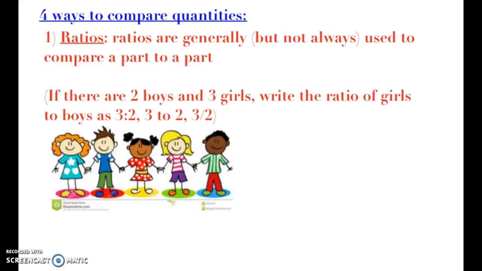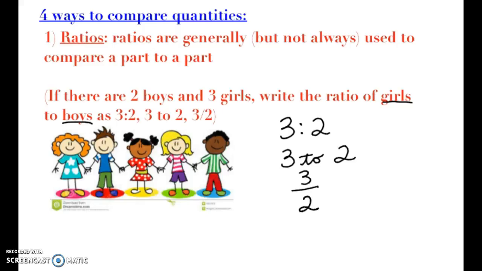In general, we use ratios when we compare a part to a part. So for example, in this picture below, if there are 2 boys and 3 girls, we write the ratio of girls to boys as 3 to 2. And you can write that in 3 ways. You can write it as 3:2. You can write it with the word 3, the word to, and then 2. Or you can write it as the fraction 3/2.